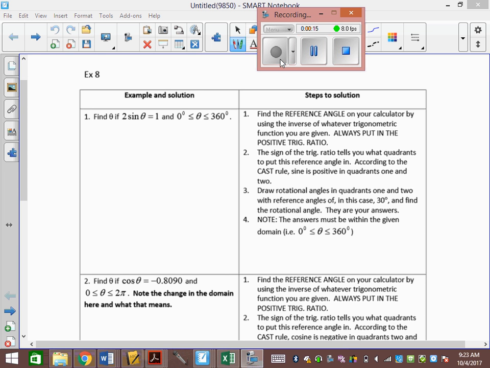So the very first thing we want to do when we want to solve algebraically is get the sine or the cos or the tan, when it's a degree 1 function, which this one is, by itself. Very first step. Okay? Because you have to get it by itself in order to get the reference angle. So we're going to divide both sides by 2.